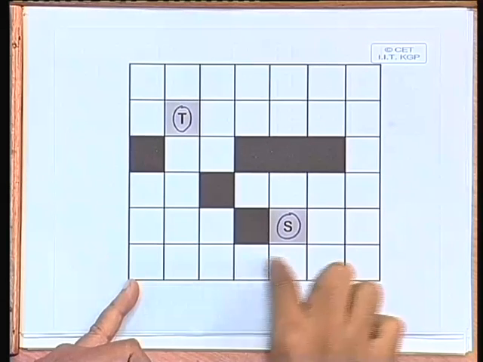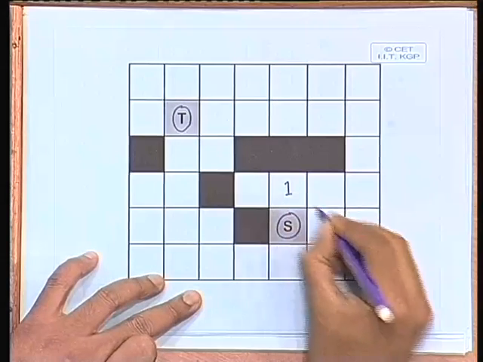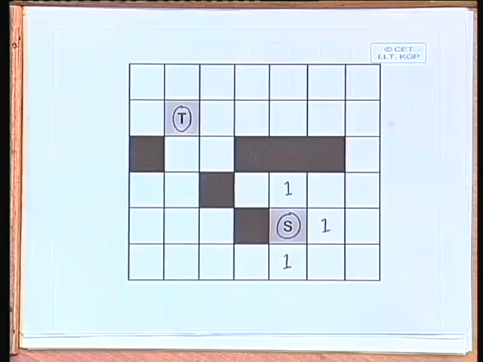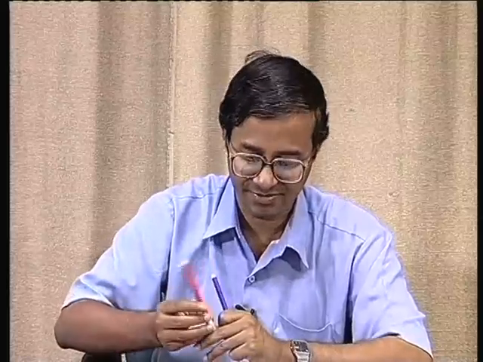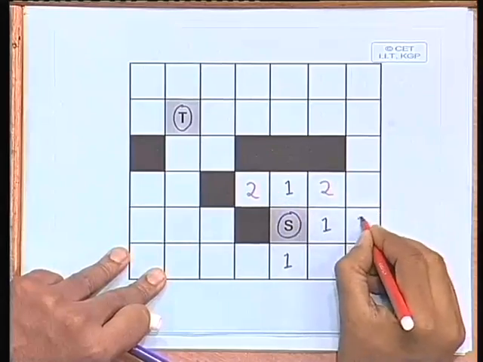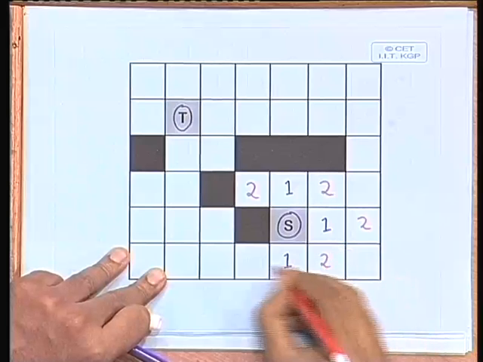The neighboring cells of S other than the obstacles will be labeled with 1. So, this will be 1, this will be 1, this will be 1. These are the 3 neighbors. Next step, all the neighbors of 1s will be labeled as 2s. You will have to maintain some kind of queue through which you will be doing this breadth first search. So, this will be 2, this will be 2, 2, 2 and 2.